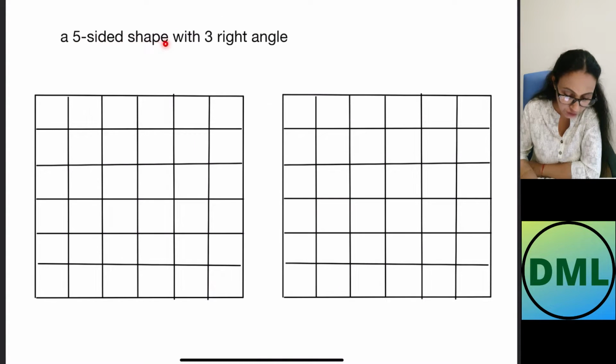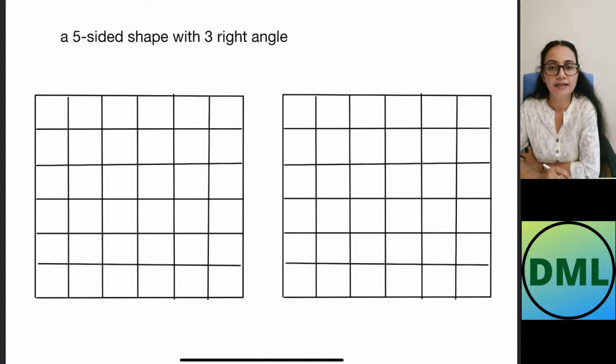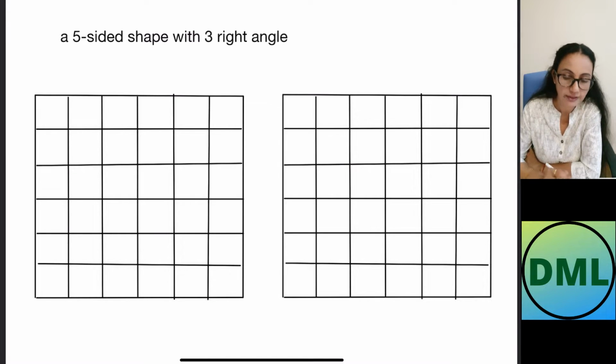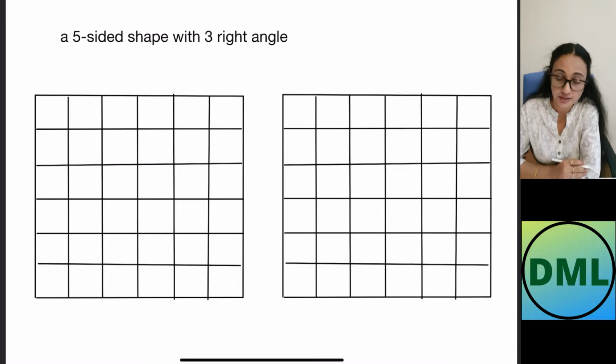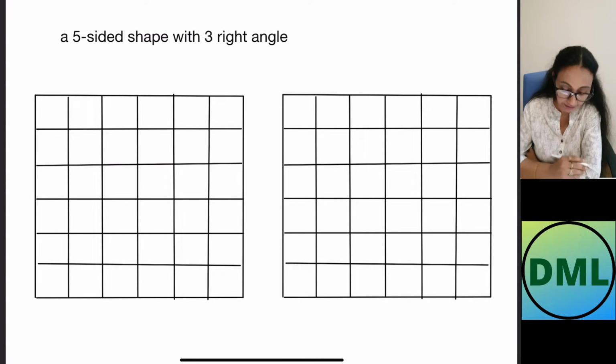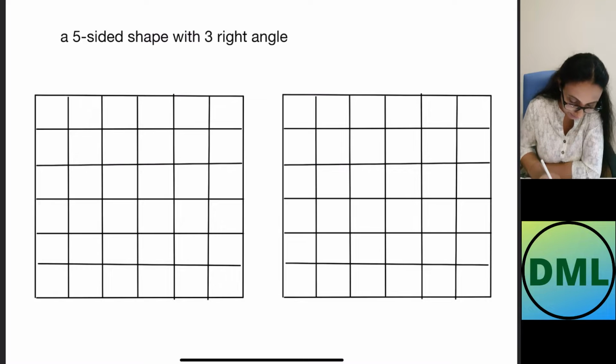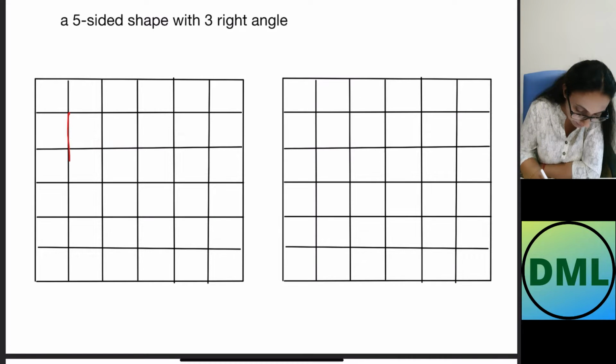A 5-sided shape with 3 right angles. Now you have to draw 3 right angles. Can we draw it together? Let's start. We need to draw 3 right angles. First we will draw 3 right angles. So I'll start from here. I'll go like this. I'll go like this. I will go like this. So I have drawn 1, 2 and 3 right angles.